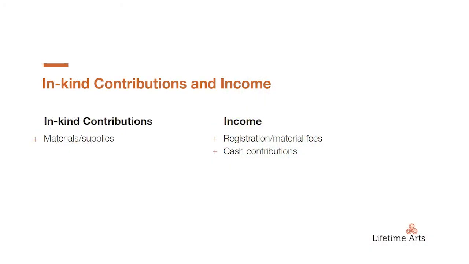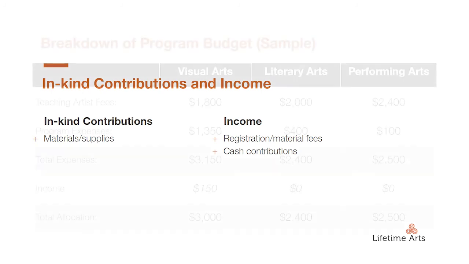Next, if you are contributing goods or services in kind to the program, you should keep track of what those contributions are. Do you have tools or resources that you already own that could be used toward the program? You may also be able to charge for these programs. So consider what would be an appropriate fee to charge for registration or materials. Or are you able to raise cash donations towards the program?